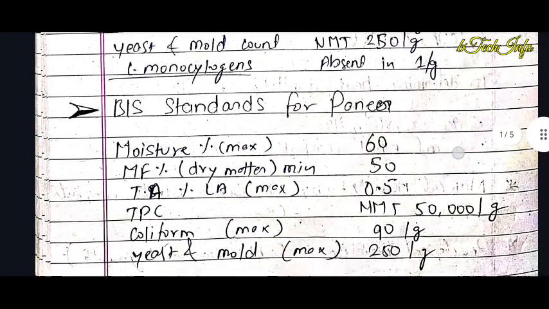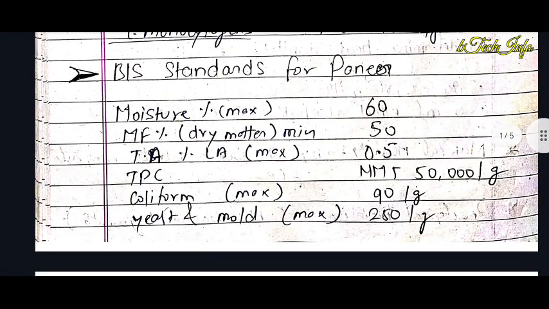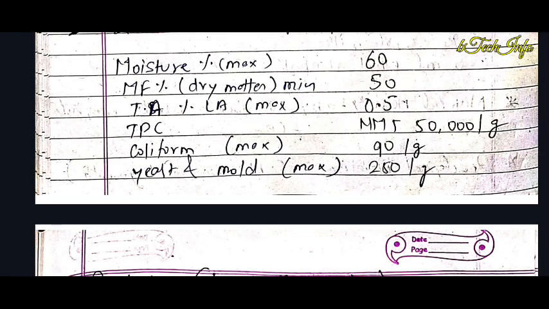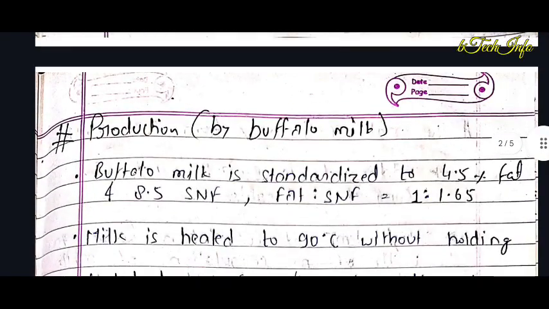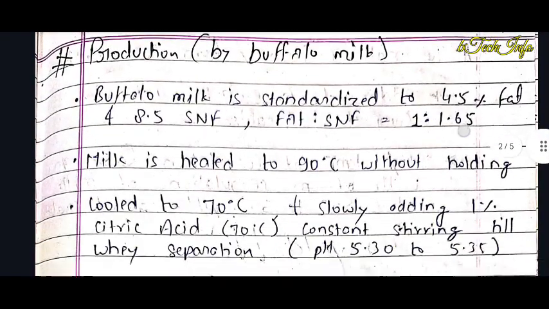Basic standards for paneer: moisture should be maximum up to 60%. Milk fat on the dry matter basis minimum 50%. Titratable acidity percentage lactic acid maximum should be 0.5. Total plate count should be not more than 50,000 per gram. Coliform count should be maximum up to 90 per gram, and yeast and mold should be maximum up to 250 per gram. So now we see the production.